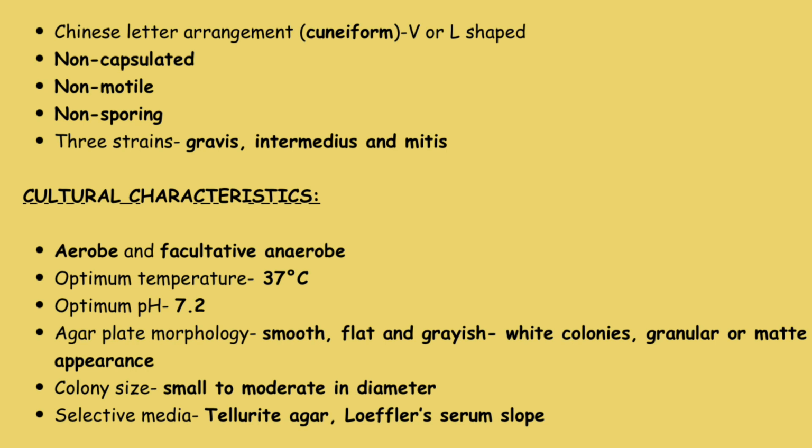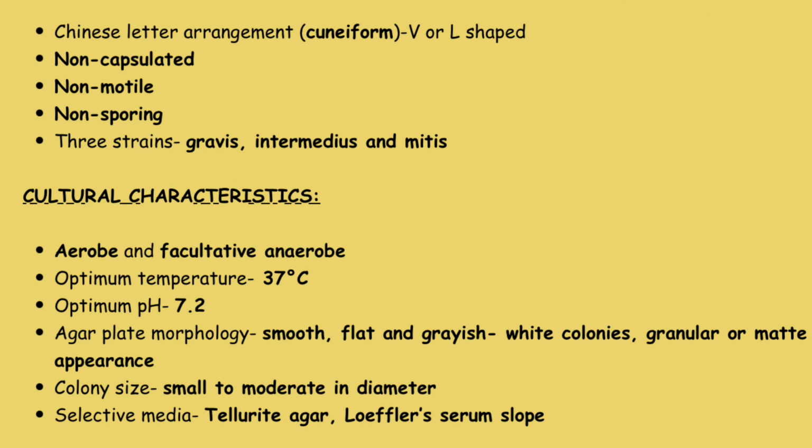They are non-motile and do not possess flagella. They are a non-spore-forming bacterium, which means they do not produce endospores. Three strains of Corynebacterium diphtheriae are gravis, intermedius and mitis. The same toxin is produced by all the strains and they are capable of colonizing the throat.